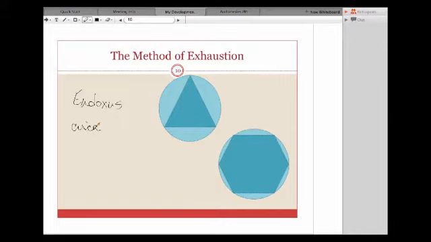Somewhere around 370 BC, a long time ago, he's really the one who first verbalized it and summarized it and how we can use it to estimate the area of a circle. And that's what it became known as, the method of exhaustion.